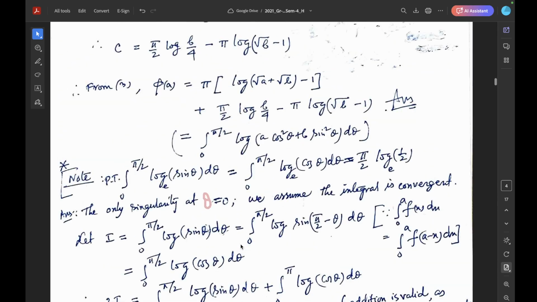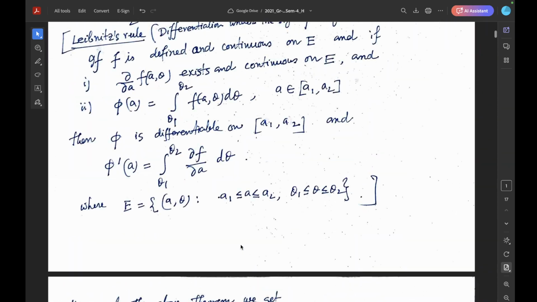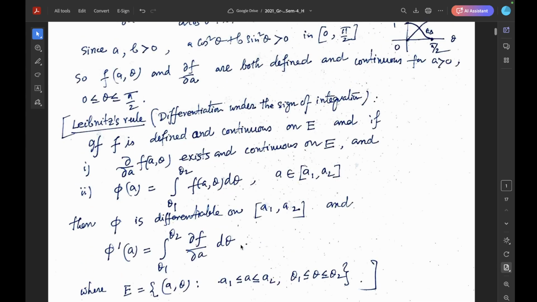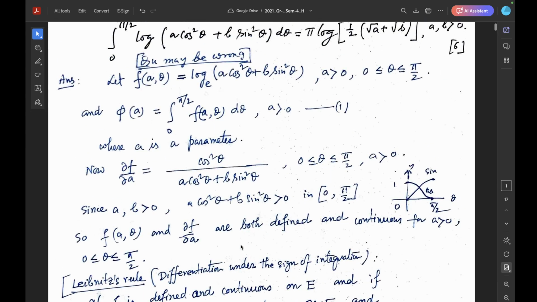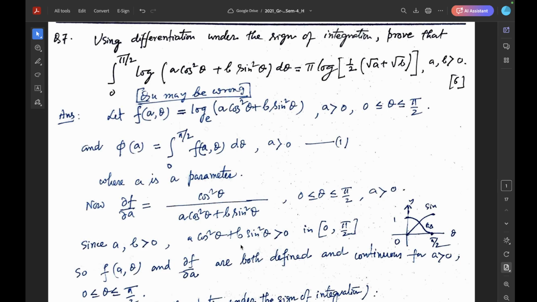Actually this problem is wrong, so we must attempt all questions in the question paper, then you can get credit even for the wrong question.